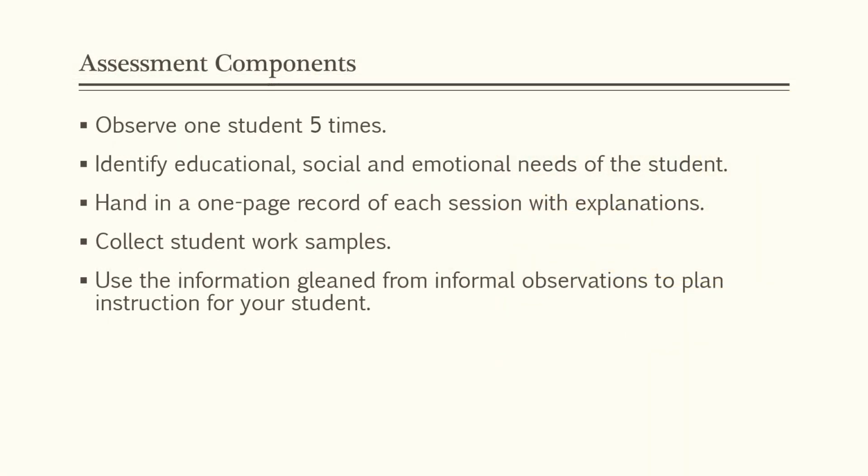Here are the assessment components. You're going to observe one of your students 5 times, and you're going to identify the educational, social, and emotional needs of the student. You're going to hand in a 1-page record of each session with explanations, and you're going to collect student work samples, and then you're going to use the information gleaned from these informal observations to plan instruction for your student.